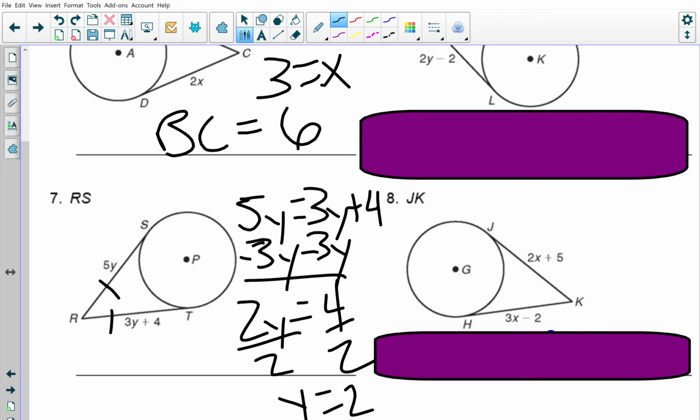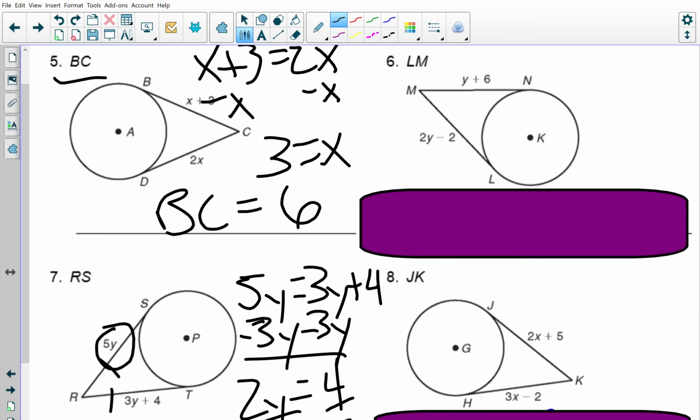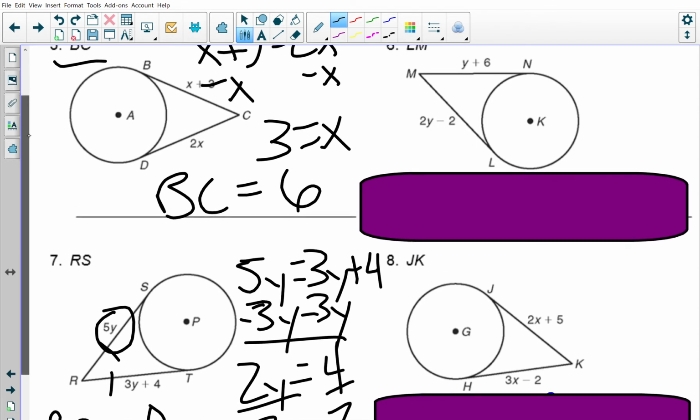Is everyone excited? RS 5 times 2 is 10. Okay, so what you want to do now is hit pause and solve these two problems on the right. And then I'm going to move the bricks.